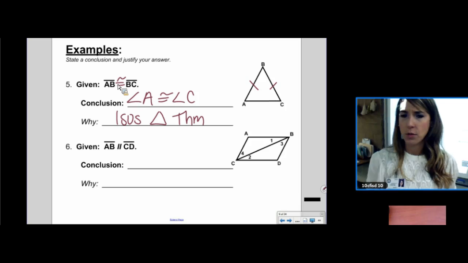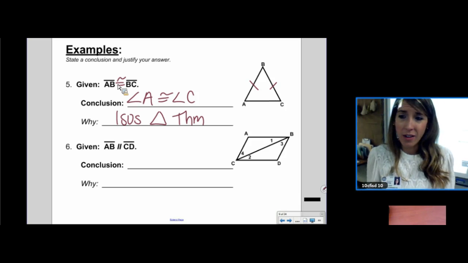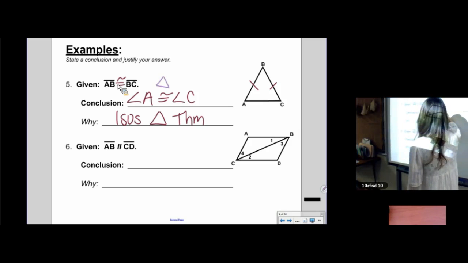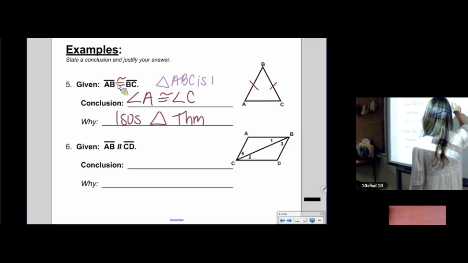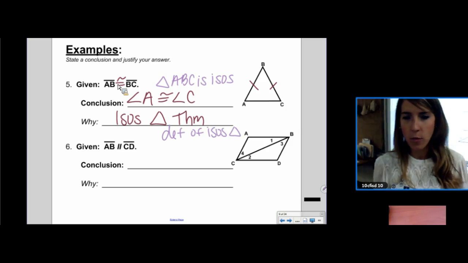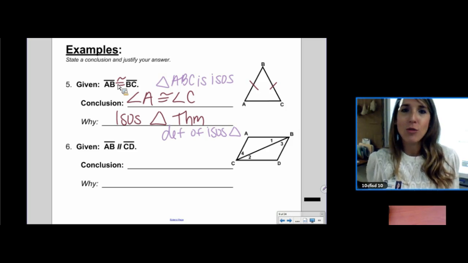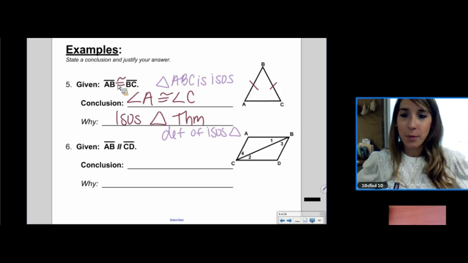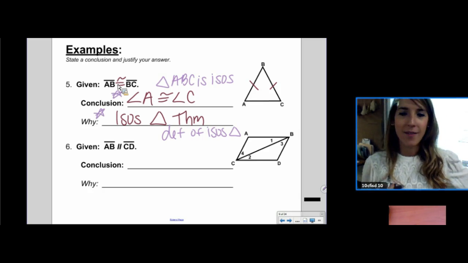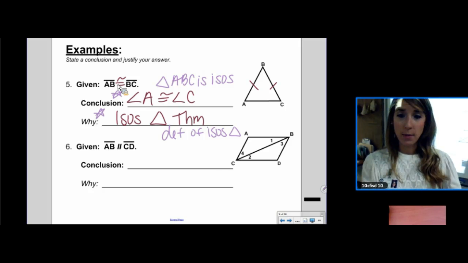Does anyone know another conclusion we could have made? I give you a triangle and I say two sides are congruent. Could we conclude anything else? Do you see how this can go more than one way? I tell you two sides are congruent. You could conclude it's isosceles, and your reason would be definition of isosceles. So this conclusion is going to be more helpful for proofs, but I wanted to let you know that this is not all black and white. There are different routes that we can take here.